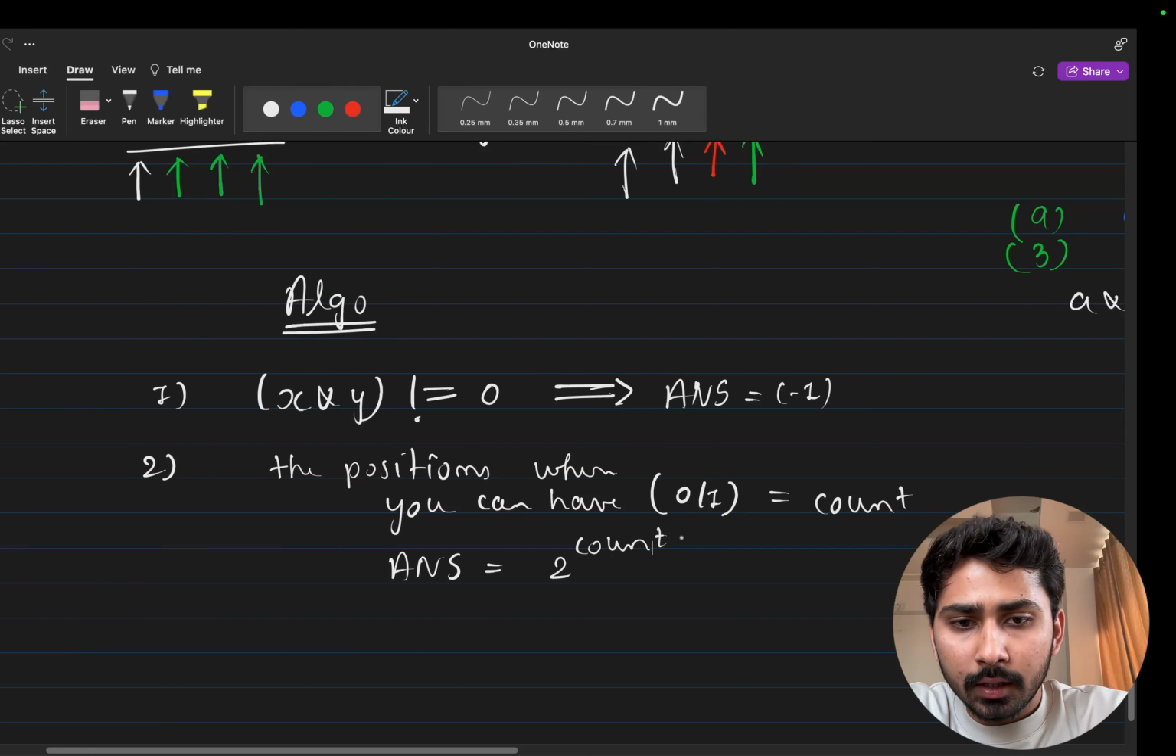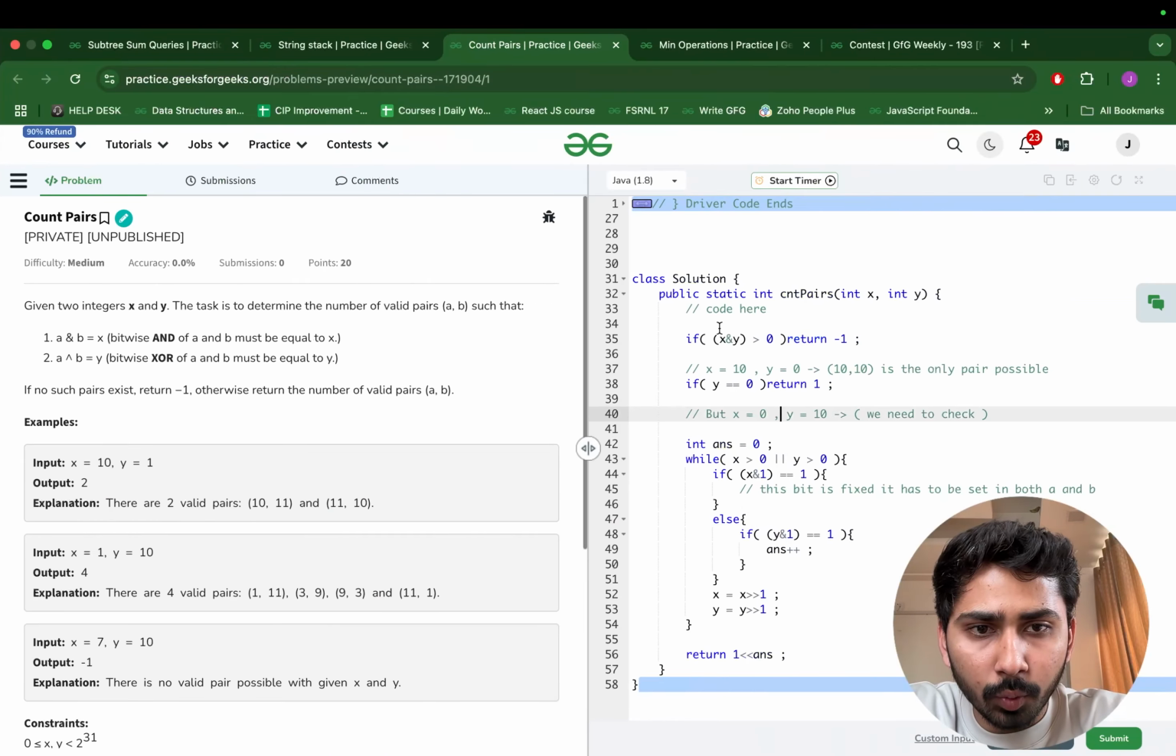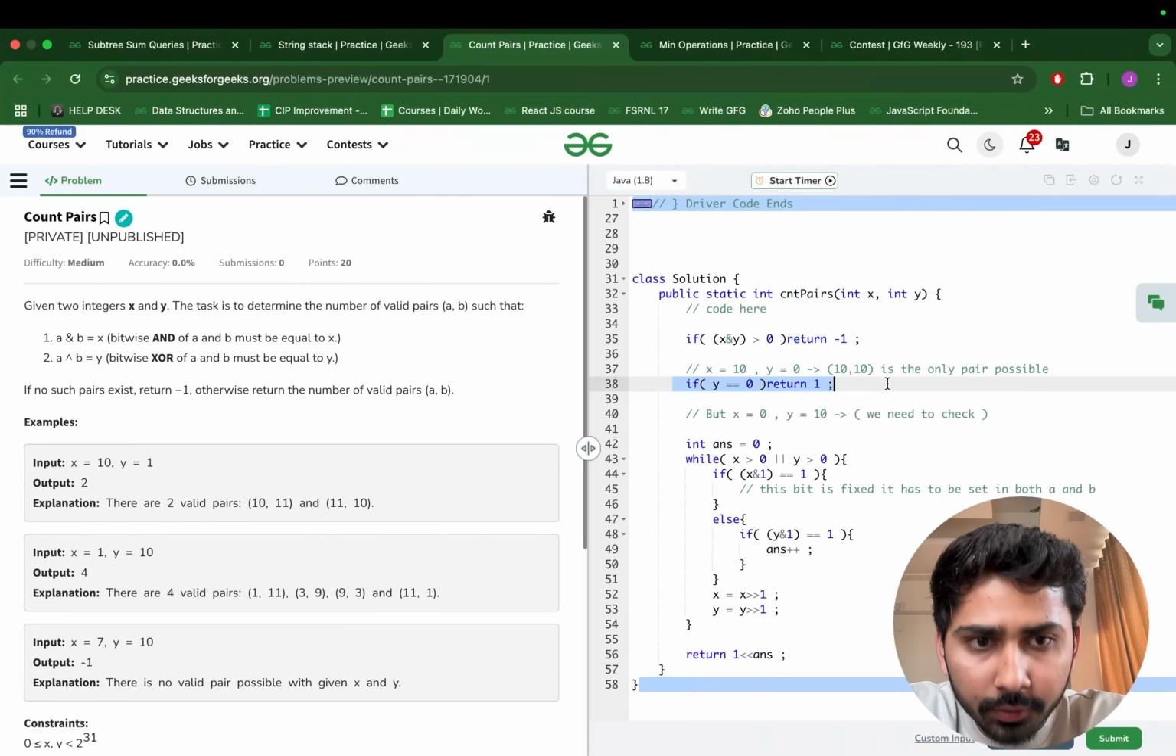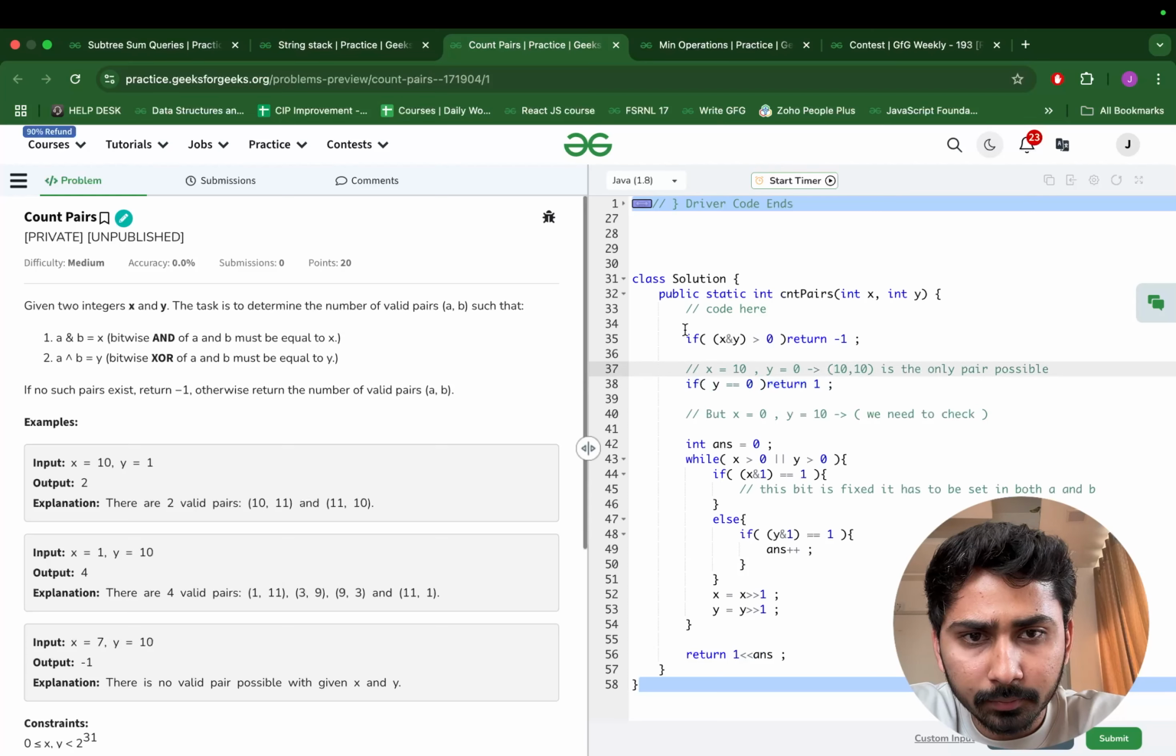Okay, now let's move to the implementation. So what I have done, now first of all, forget about this thing. What I have done, forget about this thing.